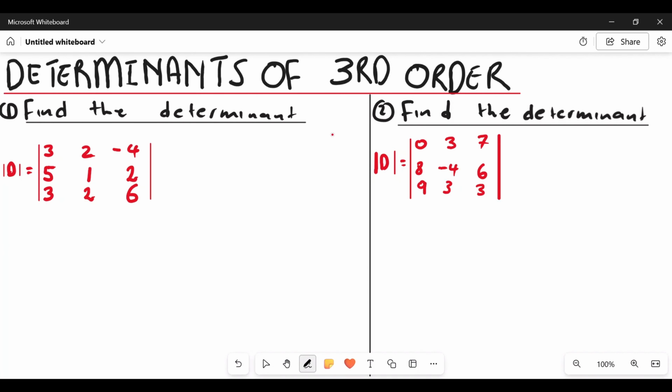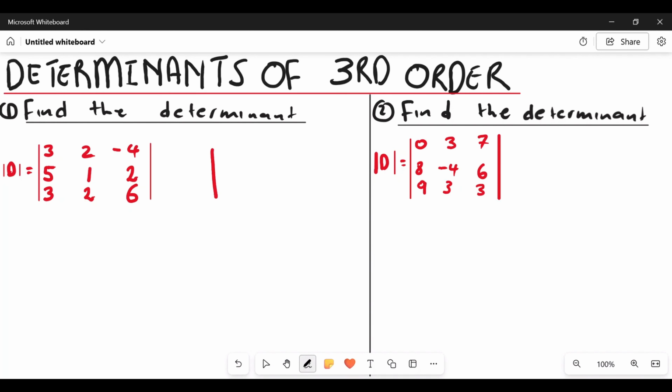Now, let's look at these questions here. We have two questions. Both of them want us to calculate the determinant. Now, we're going to calculate the determinant of third order using what we call the cofactor expansion. That is the method that we're going to use on this video to calculate the determinant for both of these square matrices. In order for us to be able to use that though, we can use two methods. On the first one here, on question one, I'm going to use the cofactor signs to calculate the determinant. And on the second one, I'm going to use the formula.